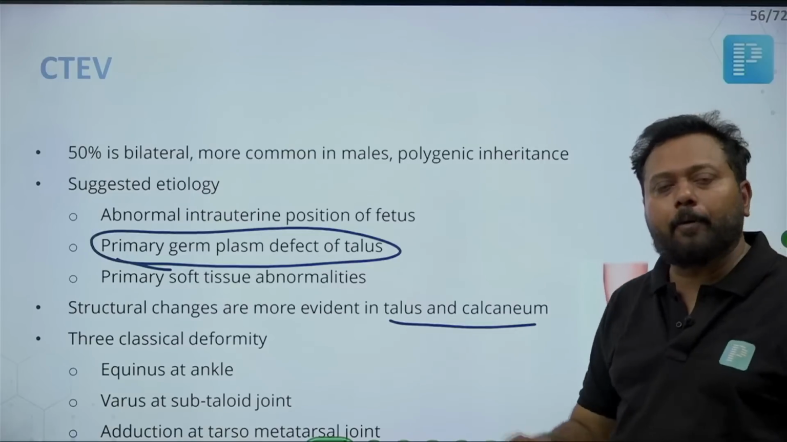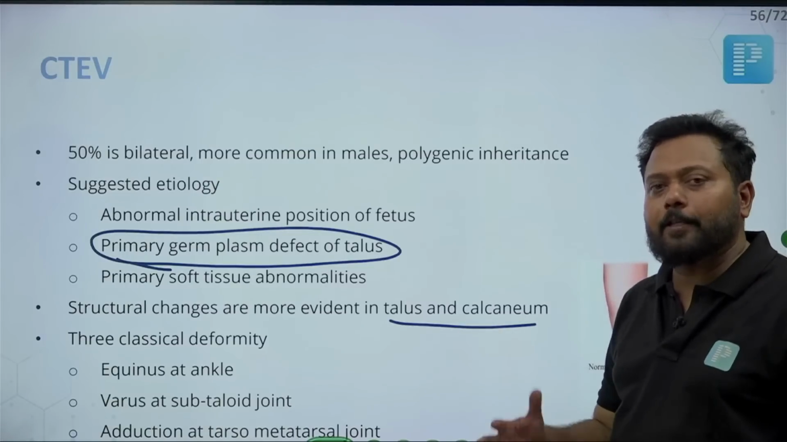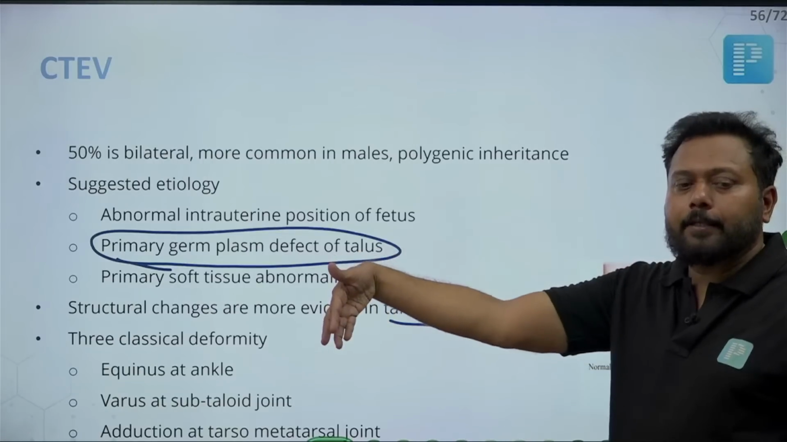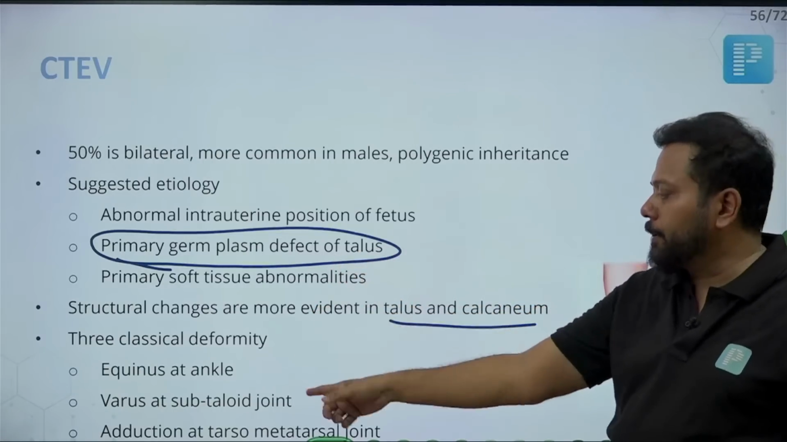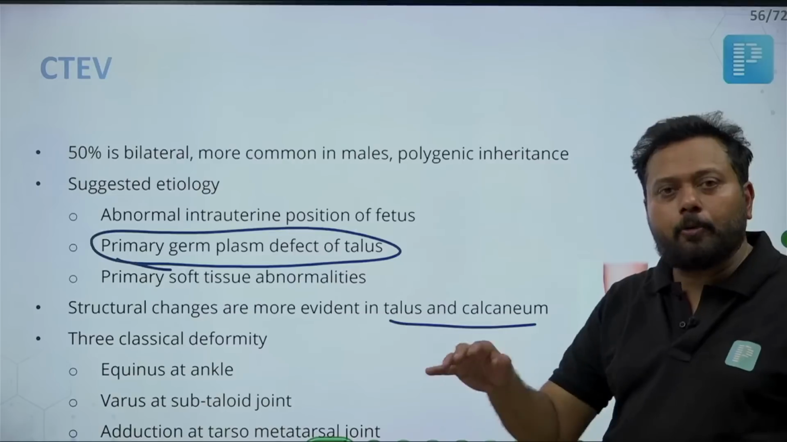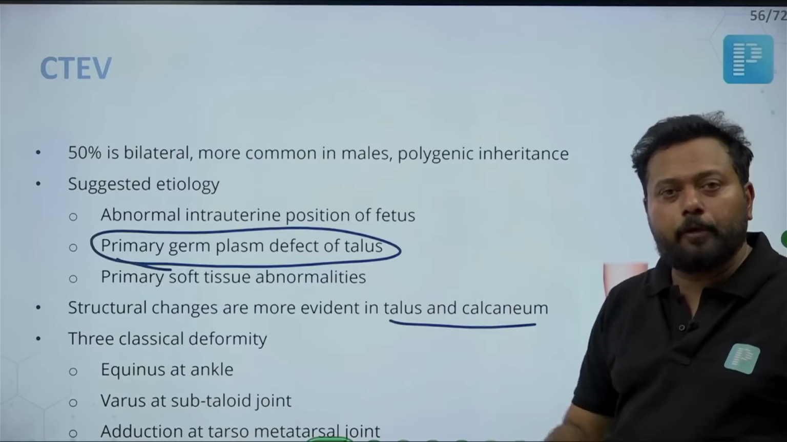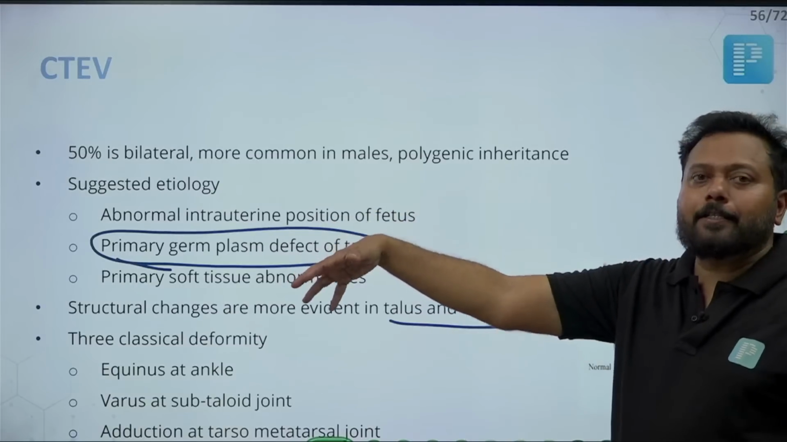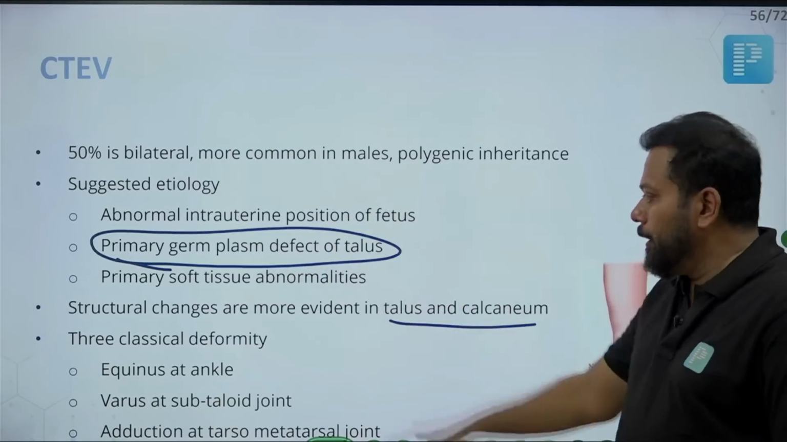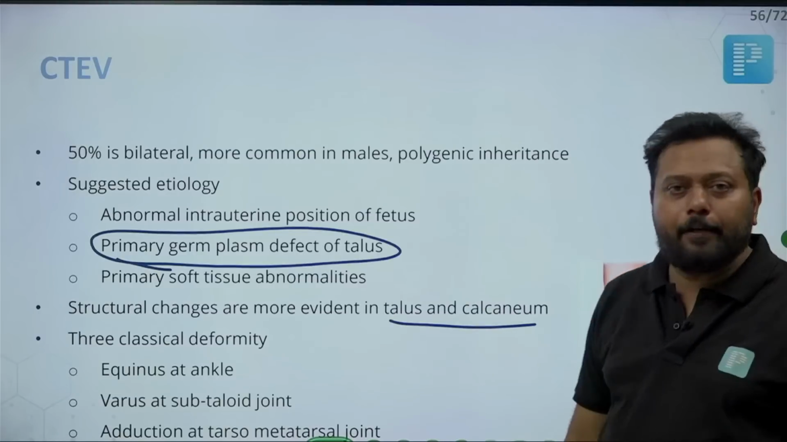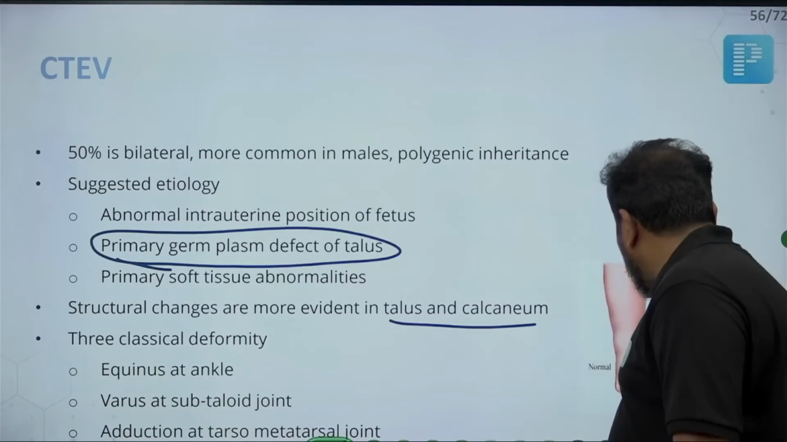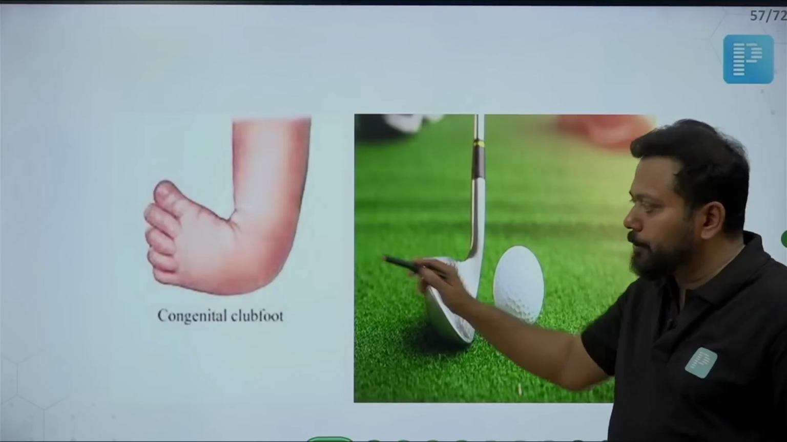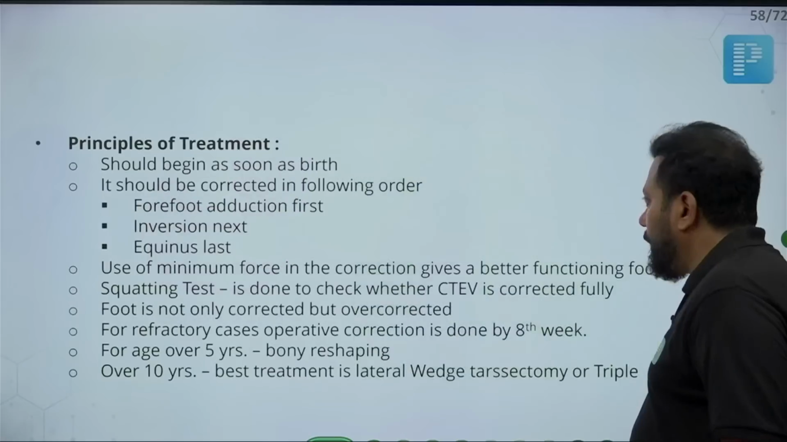The three classical deformities of talipes equinovarus, otherwise called club foot, are equinus at the ankle, varus at the subtalar joint, and forefoot adduction, or adduction of the tarsometatarsal joint. The tarsometatarsal joint is called the forefoot. Calcaneum is called the hindfoot. So: equinus at ankle, varus at subtalar joint, and forefoot adduction. These are the three classical deformities of congenital talipes equinovarus. It is compared with a golf club, so it's called club foot. And how to treat?